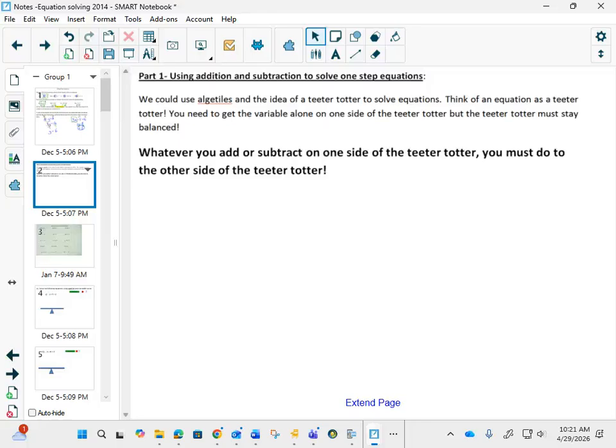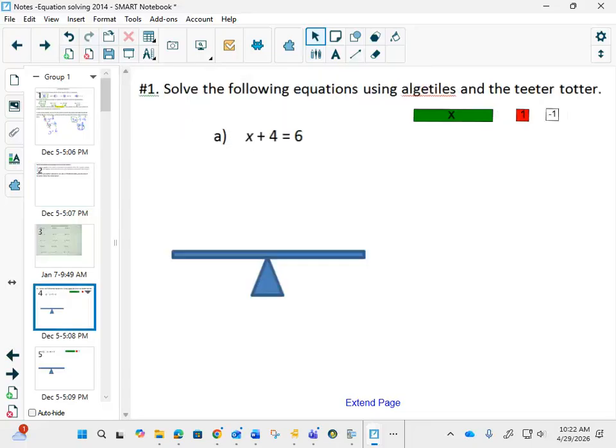Part 1, Step 1: one-step equations, where we use adding and subtracting to figure out the equation. We could use algebra tiles. I'm going to try to think of us as not using algebra tiles as much, but we could. And an equation is like a balance. If you had a teeter-totter like this or a balance, if you put the same weight on both sides, it would be completely flat, right? If you put more weight on one side than the other, then it tips and it's no longer equal.